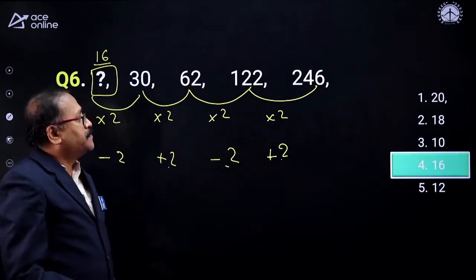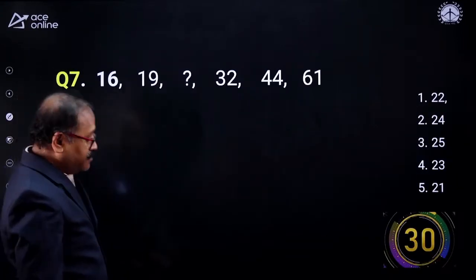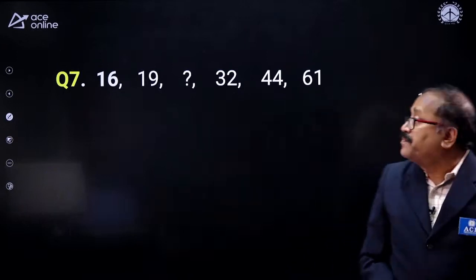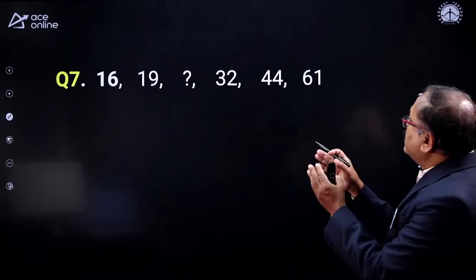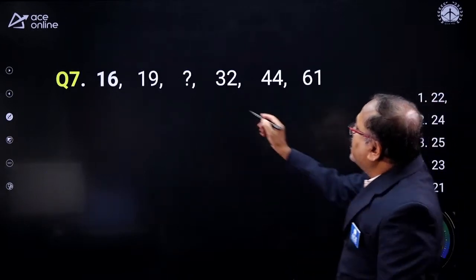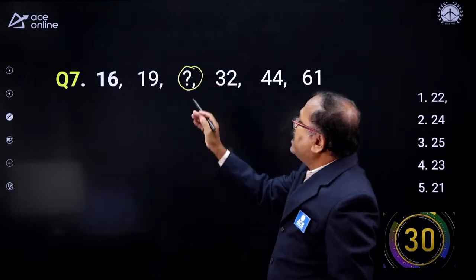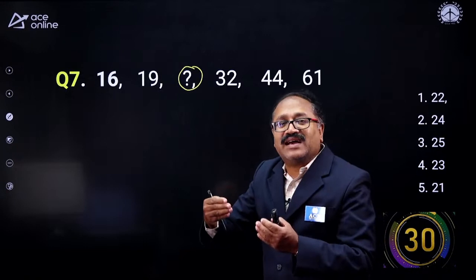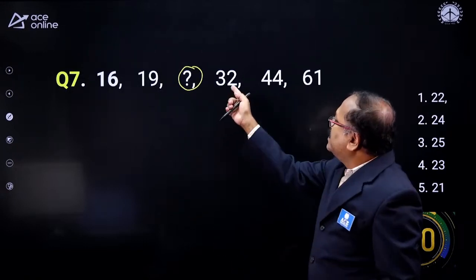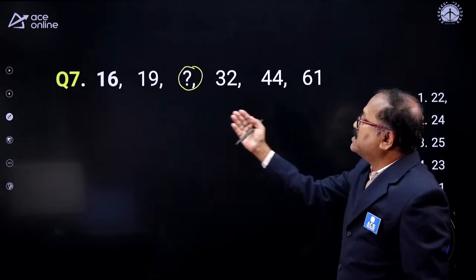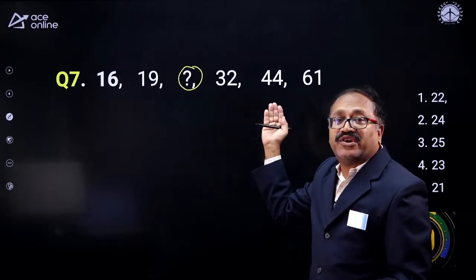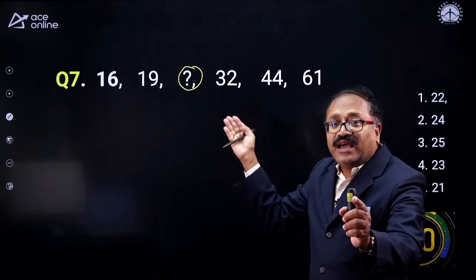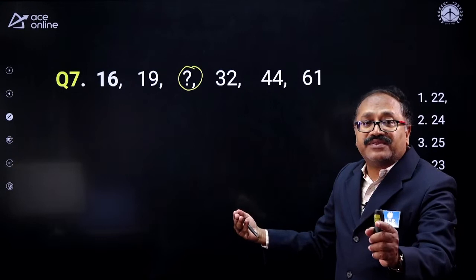Next question is here. It's there on your board. Now, you notice that you need to find out the wrong number or what? No. Here is the question mark. 16, 19 and the question mark is in the middle. That makes the things a little complex. So, then 32, 44, 61. The numbers are in an increasing order. So, take the difference and then identify the relation between the difference.